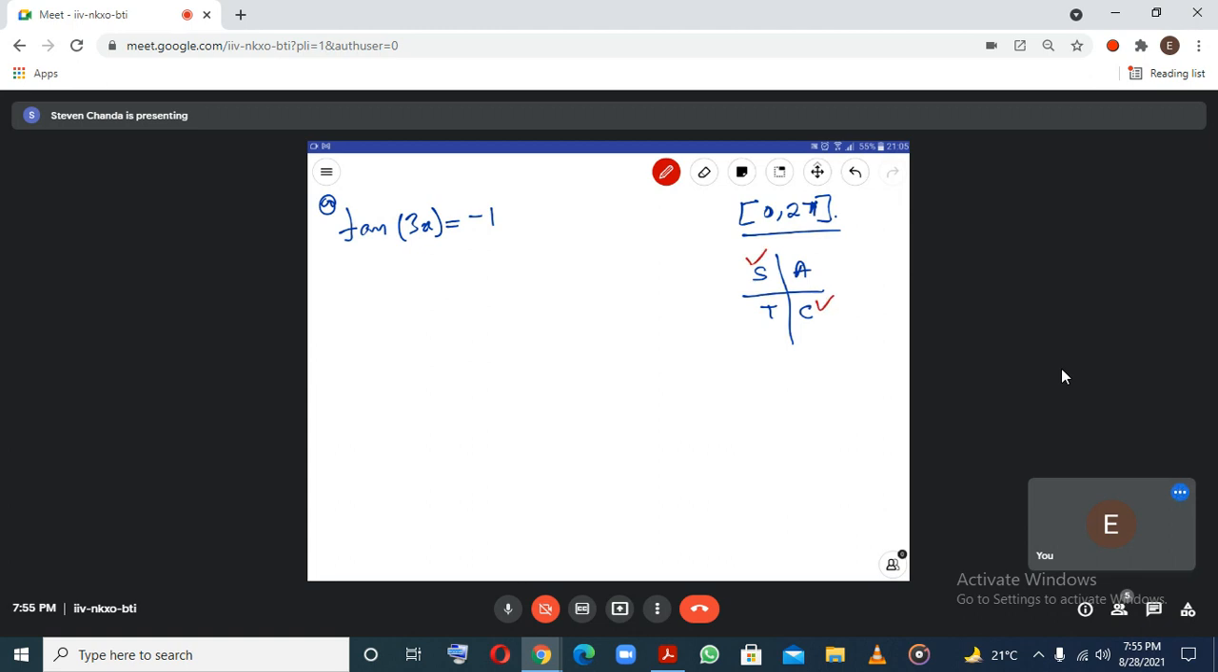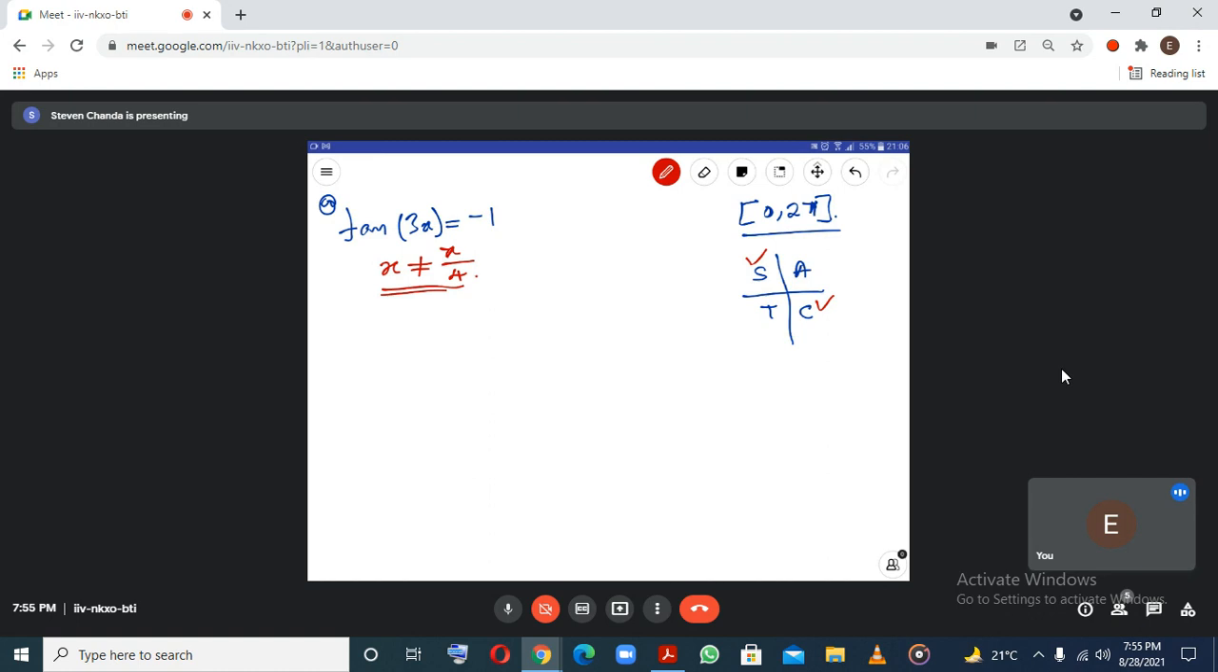Then you say, what is the acute angle that gives 1 for tan? And you realize that it's going to be 45 degrees, isn't it? But we are using radians, and 45 degrees in radians is pi over 4. Now, this is not our answer.